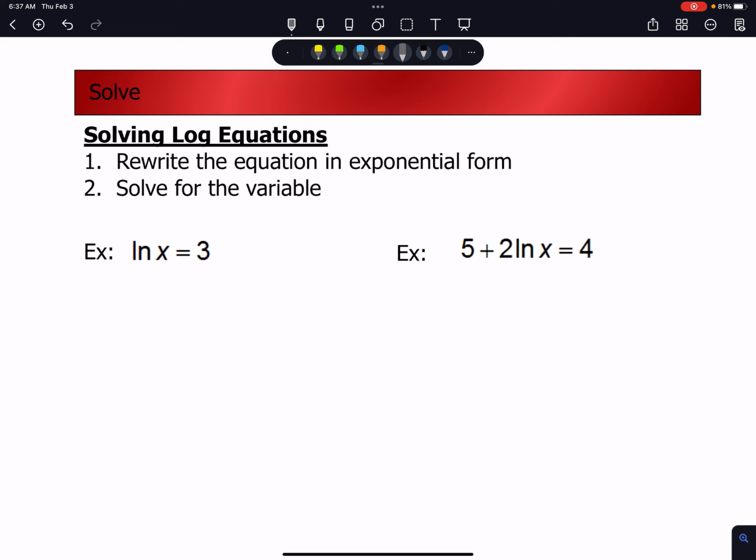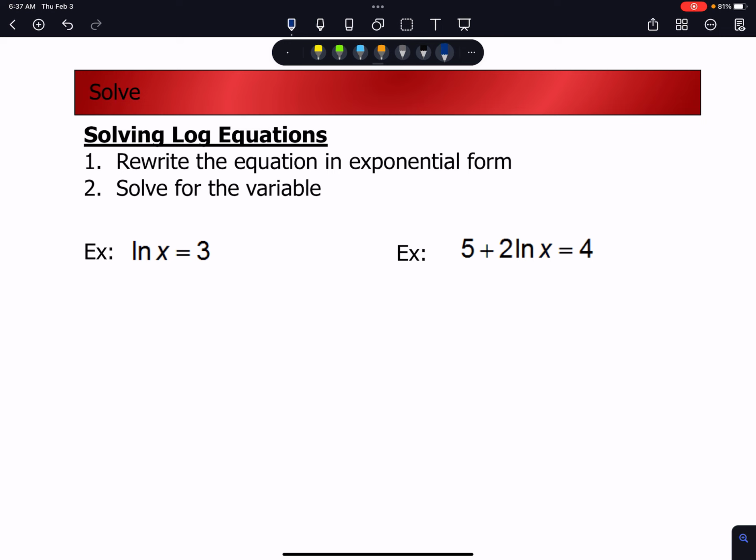So that's fine, because this is a nice video to start solving logarithmic equations. 2 steps here. We're going to rewrite the equation in exponential form. So when we're solving logs, we rewrite in exponential form. When we're solving exponentials, we rewrite in log form. So we're going back and forth. And then, of course, we'll be able to solve for the variable.